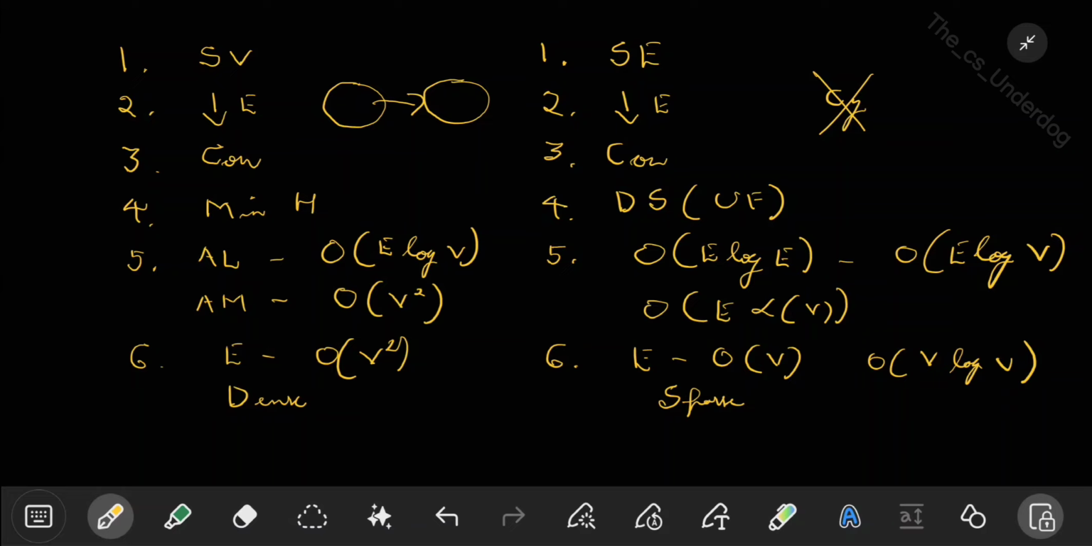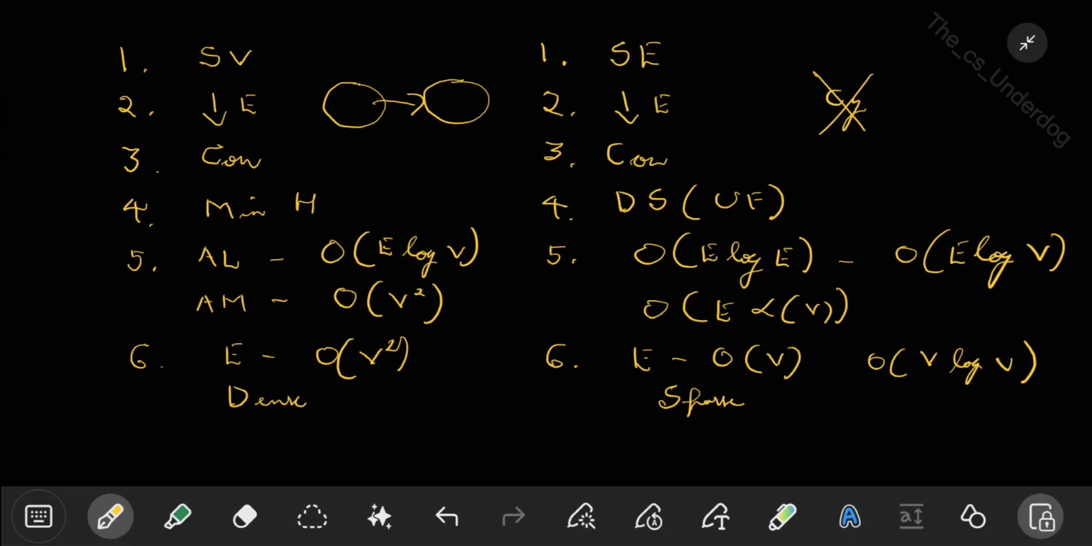And one more thing, when you have a sparse graph, if you use adjacency list representation and you go for Prim's algorithm, that can also be done in order of V log V. So E log V will become V log V, because E will be order of V in case of a sparse graph. E is the number of edges, V is the number of vertices.